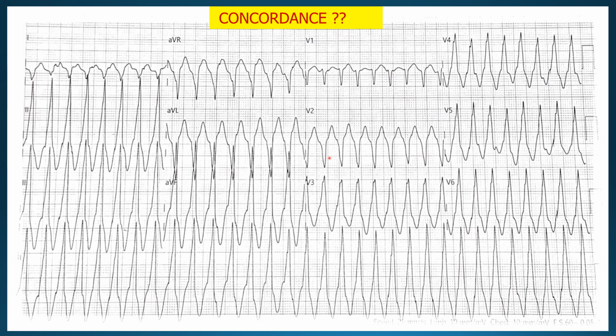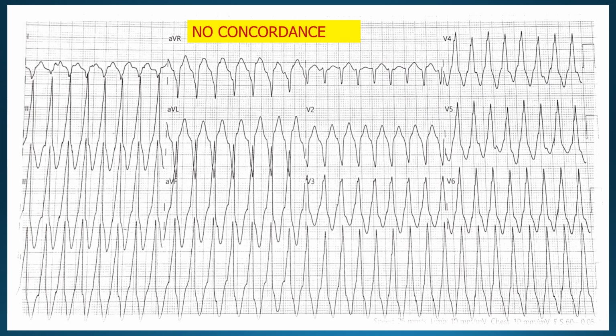For a negative concordance, it has to be all negative QRS complexes, which are only present in V1 and V2 while the rest have positivity. So this means that there is no concordance, either positive or negative. Whenever there is no concordance, this again goes in favor of SVT with aberrancy, although it still doesn't rule out the ventricular tachycardia.